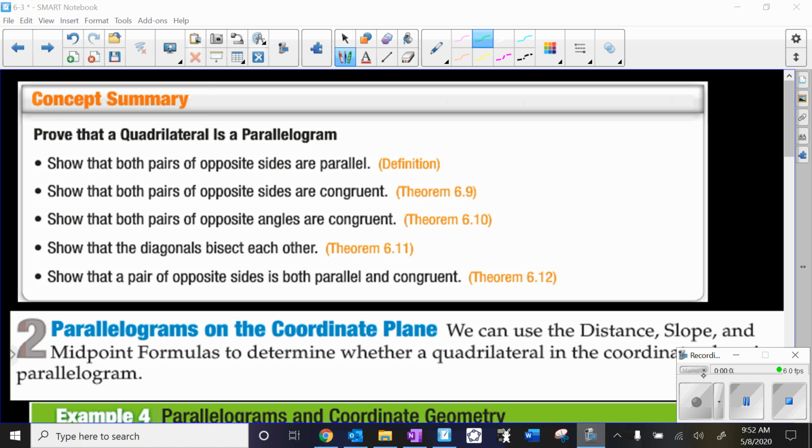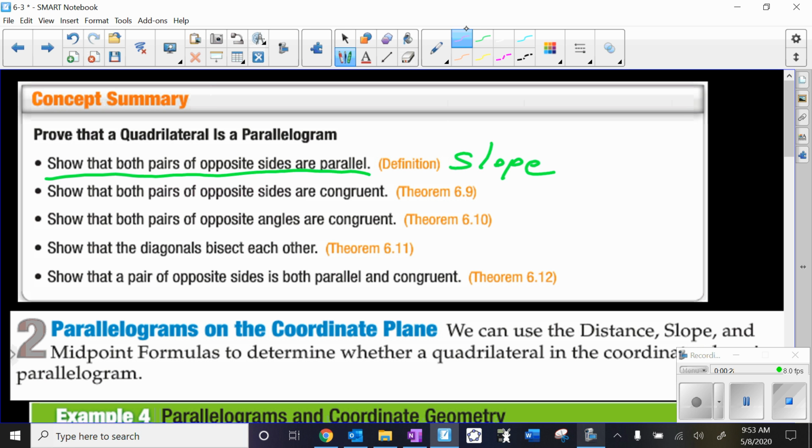Now is when we are really going to start proving whether a quadrilateral is a parallelogram on a coordinate plane. So I'm going to show you some properties that we're probably going to use the most. This first one, show that both pairs of opposite sides are parallel. That's going to be an important one. For that, we would use slope. To show parallel, we always use slope.